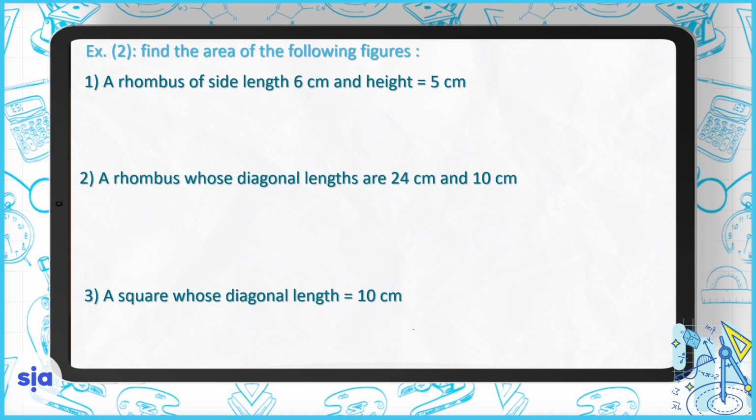Yes, we know that the area of the rhombus is the side times the height, so it's 6 times 5, which is 30 centimeters squared.